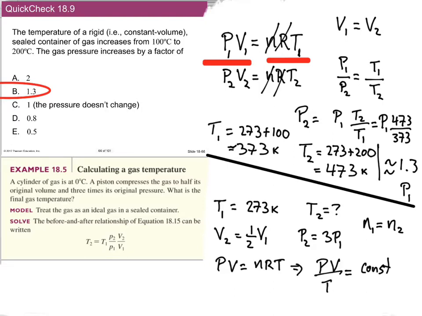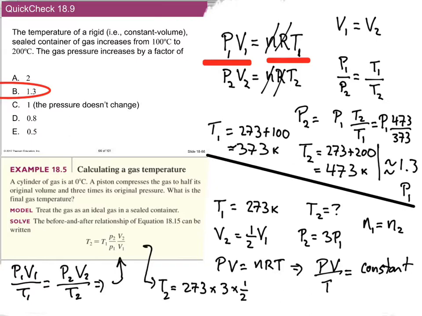So from PV equals nRT, if we divide by the temperature on both sides, we know that when the number of moles in a gas doesn't change, PV divided by the temperature should be constant, should be the same. So we can write P1 V1 over T1 equals P2 V2 over T2. And solving for T2, remember that we're looking for the final gas temperature. So we're going to solve for T2. That's the equation that you have right there.